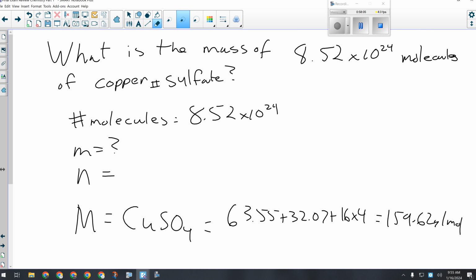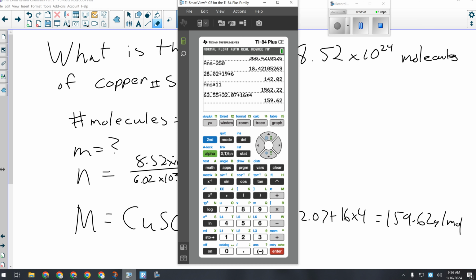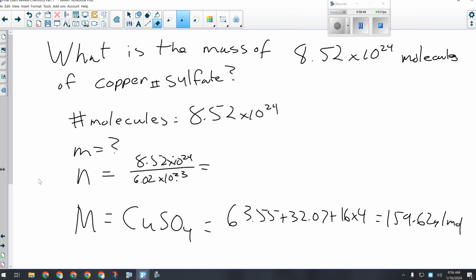All right, I need n. Can I use this number to get it? This number and whose number? Right. Okay, so I'm going to go 8.52 times 10 to the 24, and I'm going to divide that by 6.02 times 10 to the 23. This is the number I have. This is the number in 1 mole. If I divide those two numbers, I get the number of moles. Okay, so in brackets 8.52 E24, divided by 6.02 E23, is going to give me 14.15 moles.